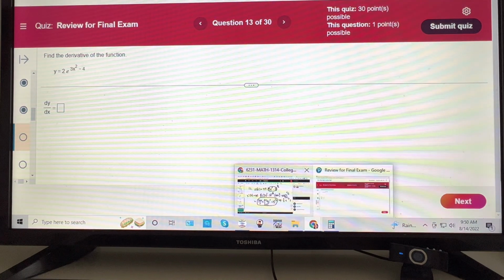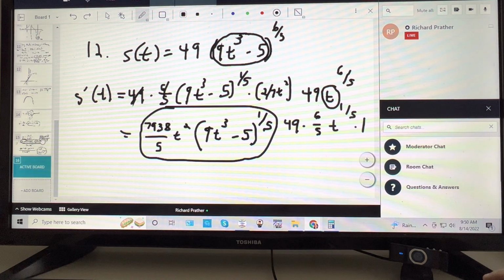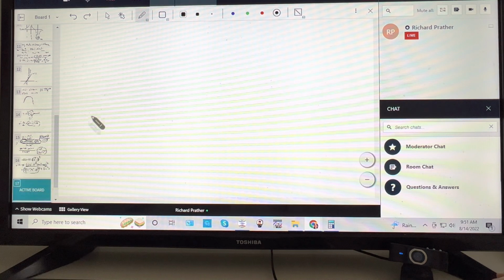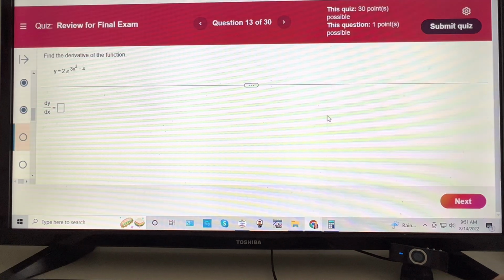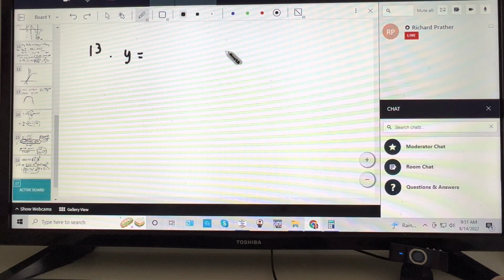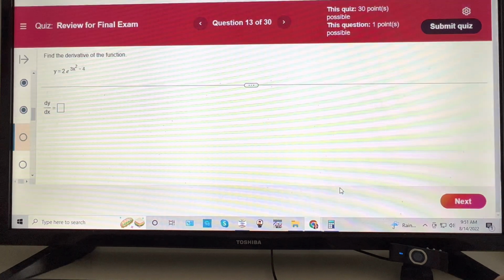Okay, the next two are two other rules. We've seen the power rule, we've seen the quotient rule, and now here's the chain rule. There's also the product rule, which we're going to see soon, but the last two rules were exponentials and logs. So 2e to the 3x squared minus 4.